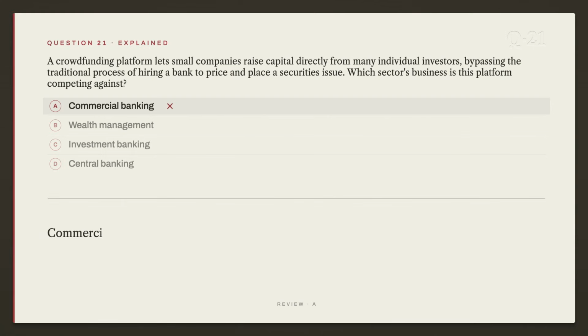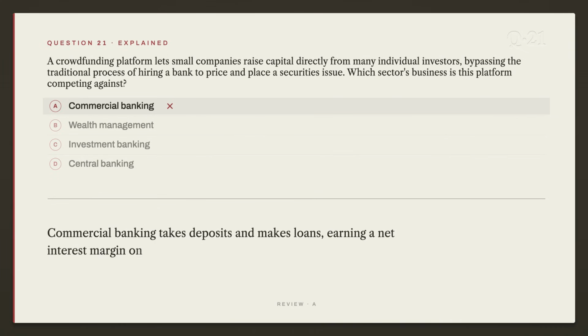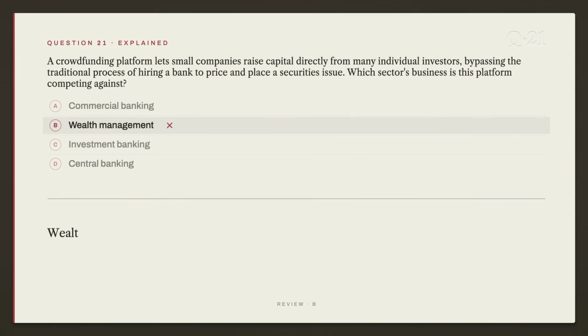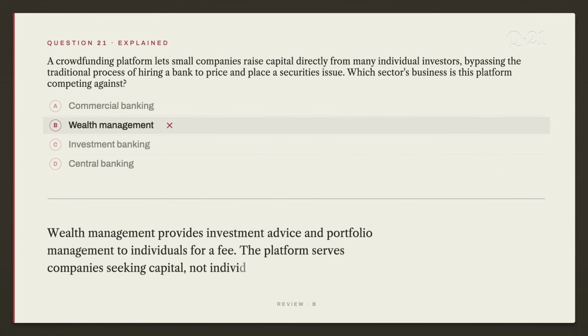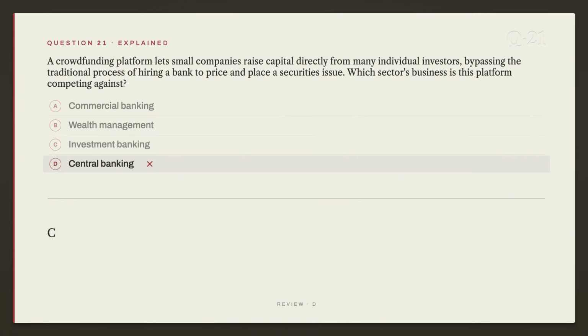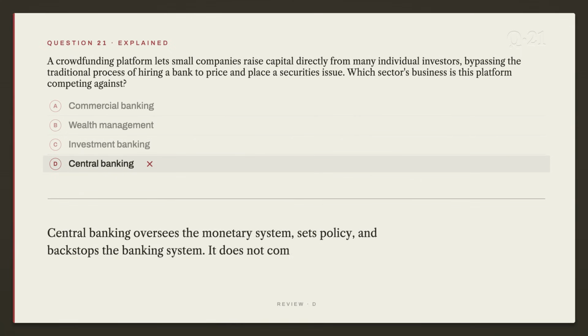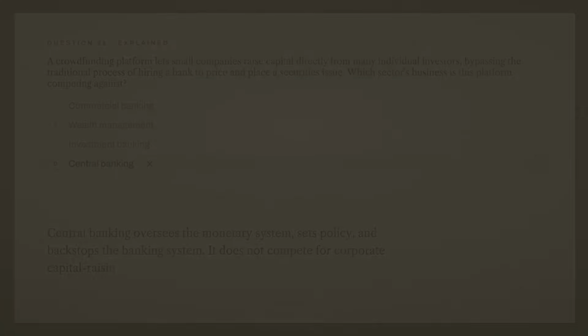That is why crowdfunding and other alternative capital raising platforms are treated as pressure on investment banking specifically. A is wrong because commercial banking takes deposits and makes loans, earning a net interest margin on the spread. Raising equity from a crowd of investors is neither deposit taking nor lending. B is wrong because wealth management provides investment advice and portfolio management to individuals for a fee. The platform serves companies seeking capital, not individuals seeking advice. D is wrong because central banking oversees the monetary system, sets policy, and backstops the banking system. It does not compete for corporate capital raising business.